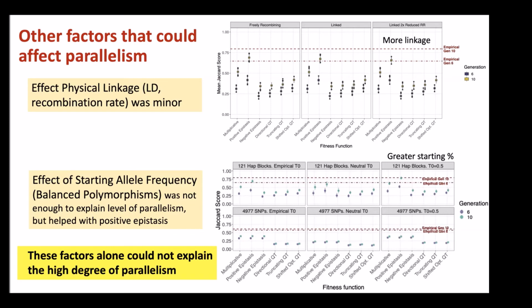Sorry for interrupting again. Did you find increased levels of linkage disequilibrium between pairs of the genes that you think show positive epistasis? No, not at all. Good question, though. That's a really good question. We did not. So these factors alone could not explain the high degree of parallelism that we found in our data.